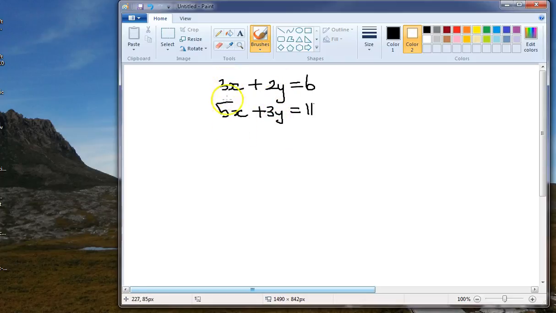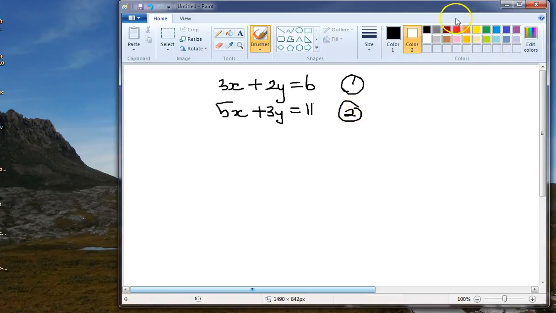So if we look at this 3 and 5, the lowest common multiple for 3 and 5 is 15. The lowest common multiple for 2 and 3 is 6. So we're actually going to go with changing the y coefficients to make them match and leave the other ones as they come out based on that. So we've got equation 1 and equation 2.